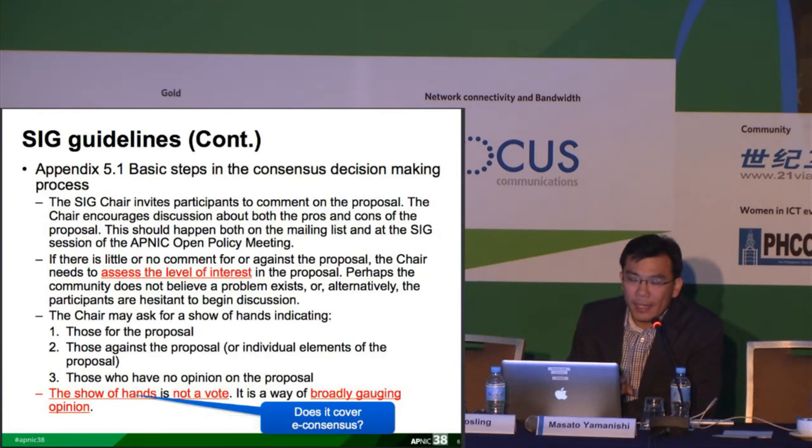Then the SIG guideline also has an appendix about basic steps in the consensus decision-making process. It describes more, like the chair will assess the level of interest, and the show of hands is not a vote. It is a way of broadly gauging opinion. Anyway, it clearly says show of hands, so I'm not sure it covers confer, which we are introducing in this session or not.